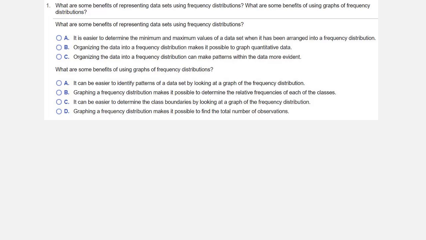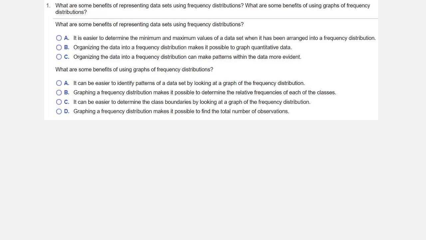So, for the first question, what are some benefits of representing datasets using frequency distributions? The choices are: it's easier to determine the minimum and maximum values of a dataset when it has been arranged into a frequency distribution. Organizing the data into a frequency distribution makes it possible to graph quantitative data. And organizing the data into a frequency distribution can make patterns within the data more evident.